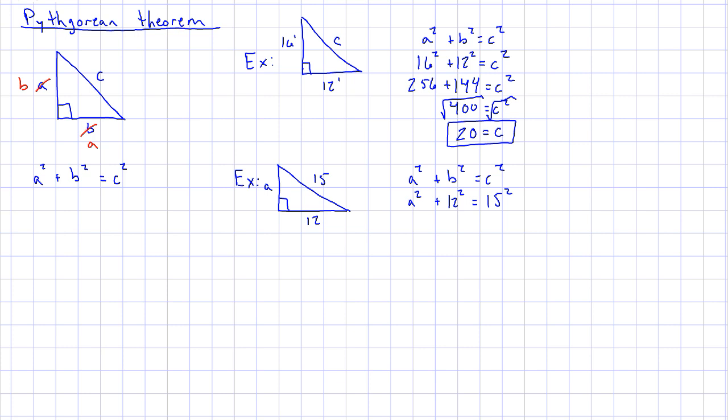Now, 12 squared, I'll rewrite it. 12 squared is 144. And 15 squared is 225. Now I need to subtract 144 from both sides, and I get A squared equals 81. And then again, being careful to complete this last step of actually taking the square root. So A equals 9. All right, and that is how we apply the Pythagorean theorem to solve for the missing side of a triangle. Thank you so much for watching.